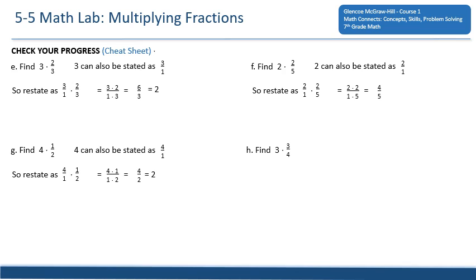Find 3 times 3 over 4. 3 can also be stated as 3 over 1. So restate the expression as 3 over 1 times 3 over 4. And then we'll multiply the numerators, 3 times 3, and then we'll multiply the denominators, 1 times 4. So we get 3 times 3 is 9, over 1 times 4 is 4. And we will simplify that, and we'll change that from an improper fraction to a mixed number of 2 and 1/4.